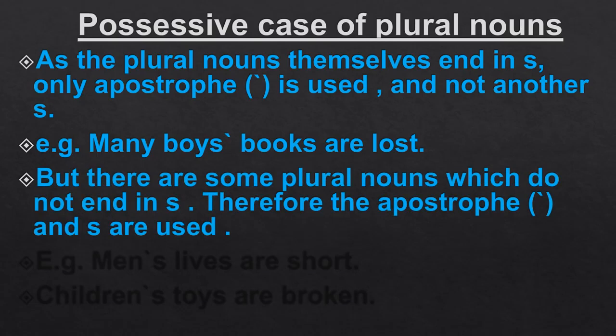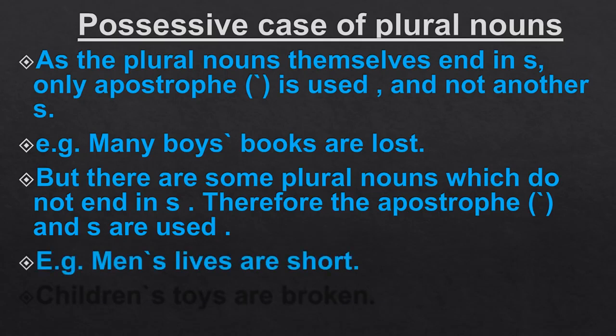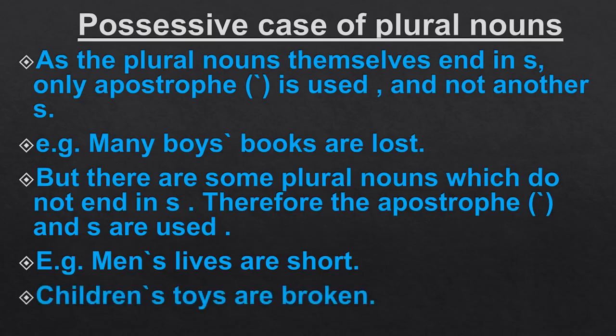But there are some plural nouns which do not end in s. Therefore, we will use both apostrophe and s for making its possessive case. For example, men's lives are short. Here, men is a plural noun, but it is not ending with s. So here we have used both apostrophe and s. See one more example. Children's toys are broken. Children is a plural noun, but it is not ending with s. So here we have used both apostrophe and s to make its possessive case.